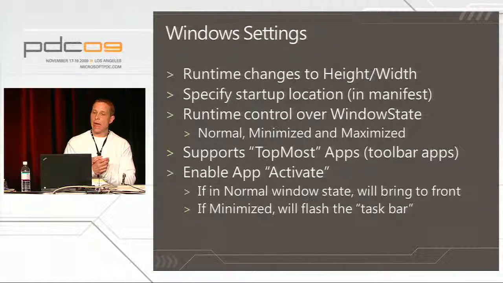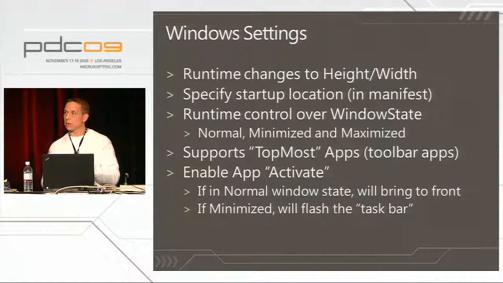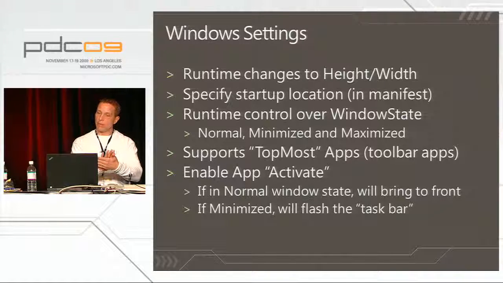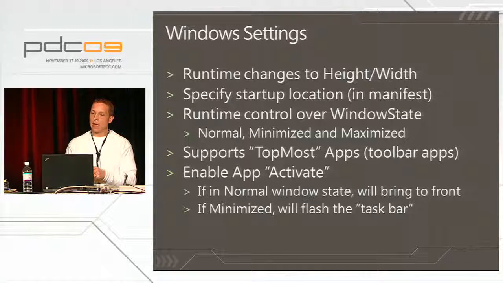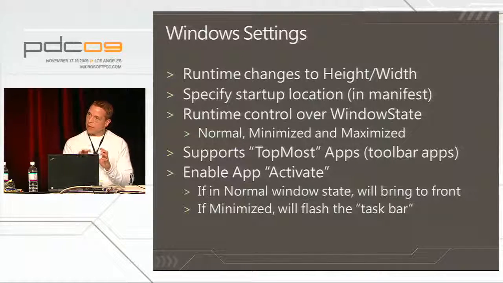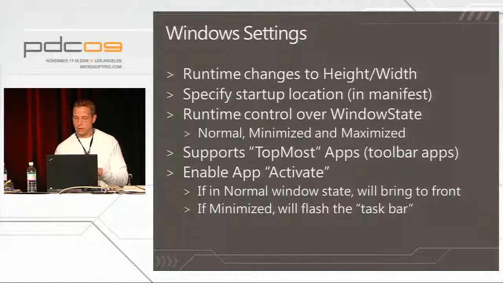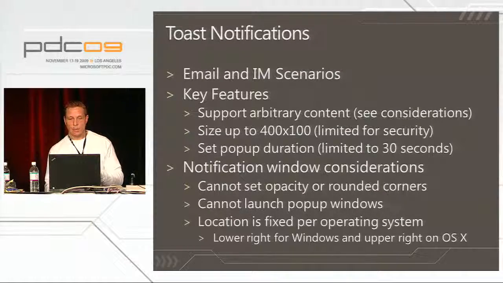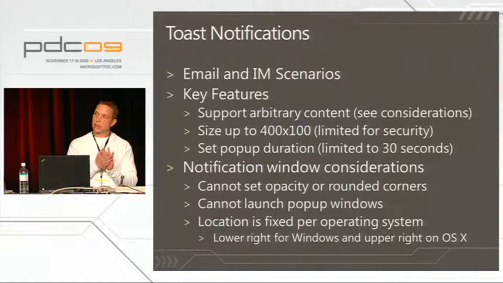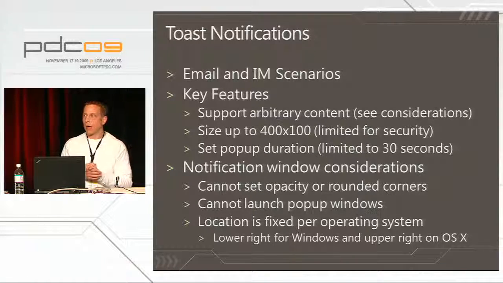And we have an activate method that we added, and what activate does is that effectively if your window is in normal state and it's in the back Z order and it can't be seen, if you call activate, it pops it to the front. And if your app happens to be minimized, when you call activate, it'll actually flash the taskbar.